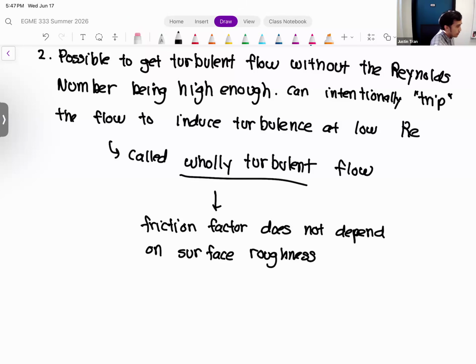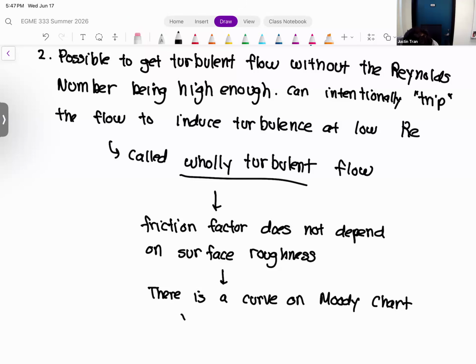So wholly turbulent flow is kind of a separate thing. If you look at the real Moody chart, you'll see there is a curve specifically for wholly turbulent flow. So if you're looking at the Moody chart and wondering what that curve is, that's what it means.